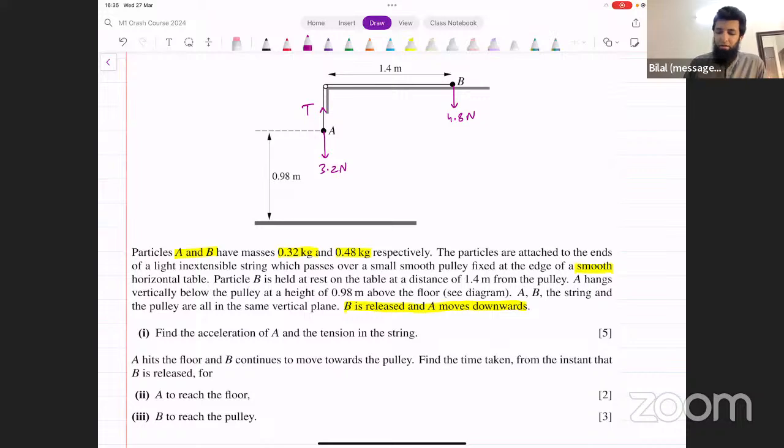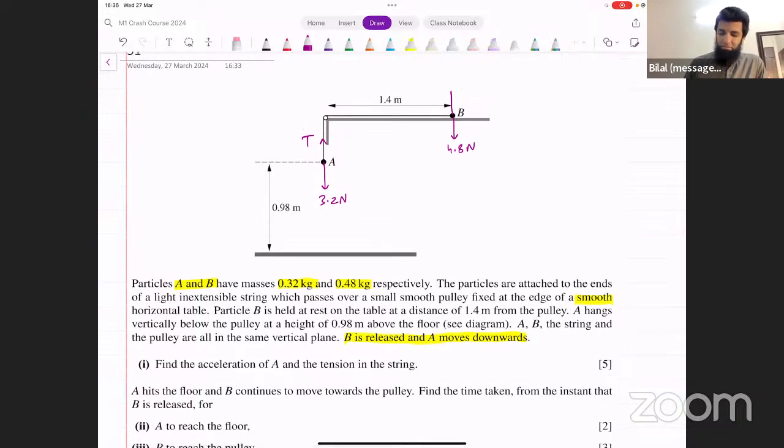What about B? At B, we have reaction. Although we don't really need that because there's no friction. Generally, we need reaction when we have to find friction using F equals mu R. But we don't need that here. But we have reaction acting upwards. Okay, we just represent that.